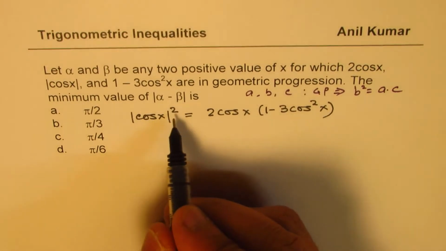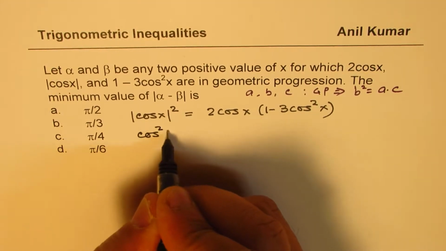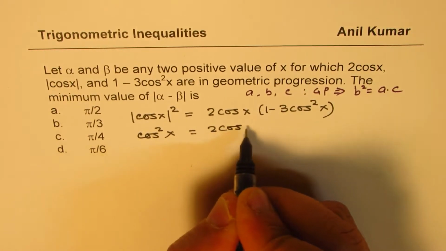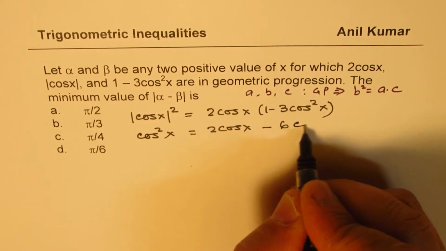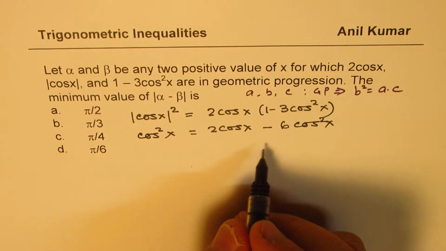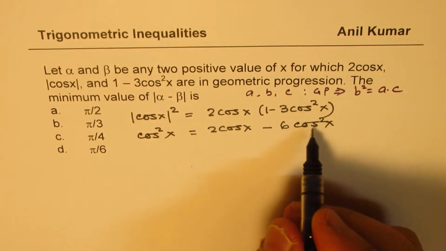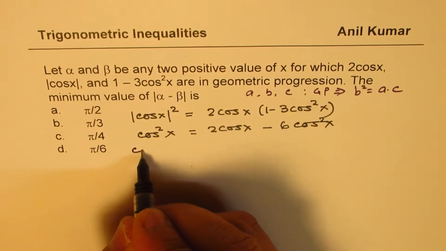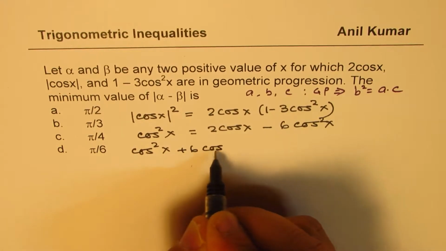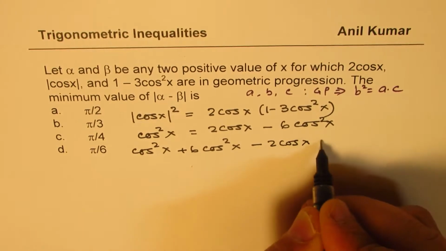Now, absolute value is already positive, and the positive will be squared, so it will remain positive. We could write this as cos square x equals 2, let's open this bracket. So we get 2 cos x minus 6 cos square x. Now we can bring all the terms together to one side and then solve, right? So we bring it to the left side. So we have cos square x plus 6 cos square x minus 2 cos x equals to 0.